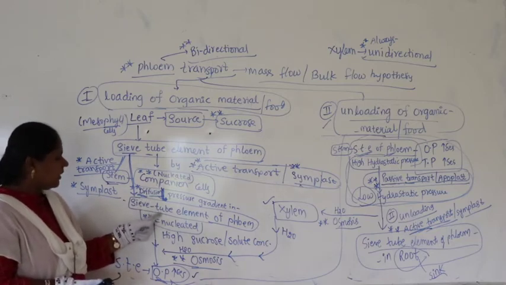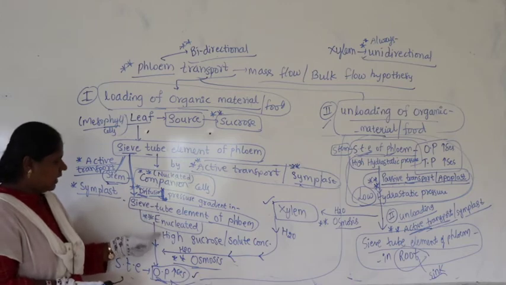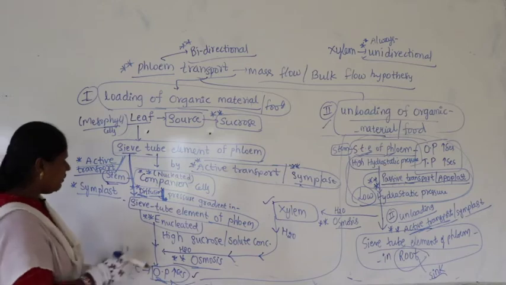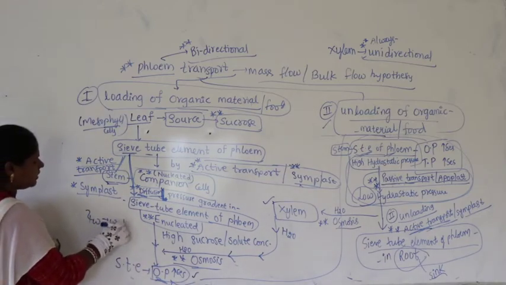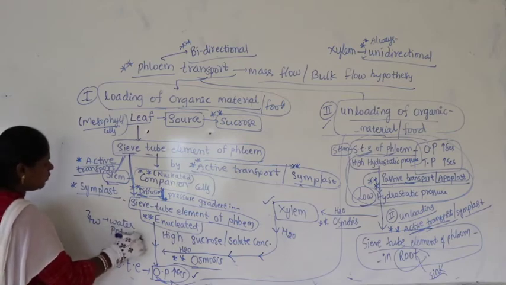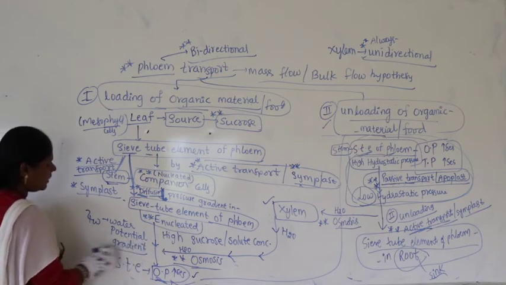Then from the sieve tube element, the sieve tube elements are enucleated, the high solute concentration is reached, and with the water potential difference, what plays an important role is the water potential gradient. Sometimes they will give you a question: which processes are dependent on water potential gradient?